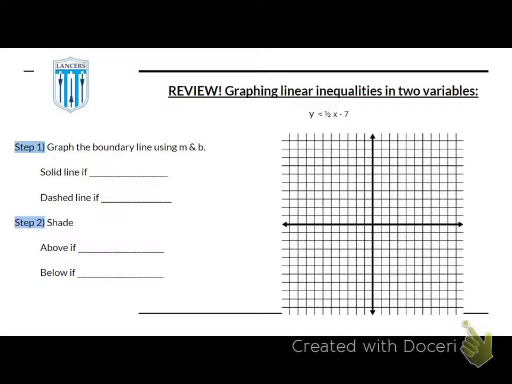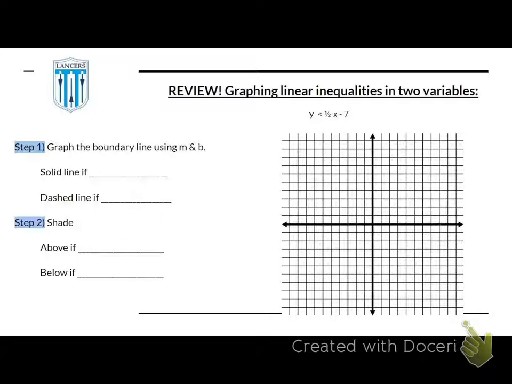This review, we just did a warm-up problem, so I don't know that we need to review this whole problem. If you really want to jot down these notes, you can. But again, I think many of you still remember them from 5.6. The first thing we do is graph the boundary line using your slope and your y-intercept, M and B.